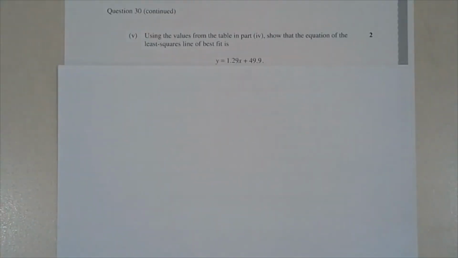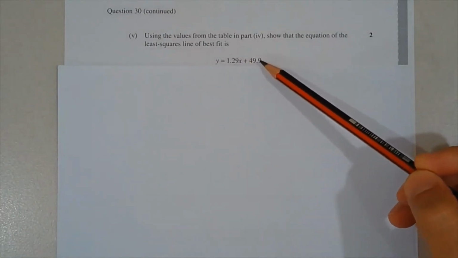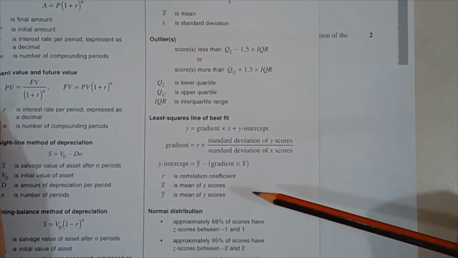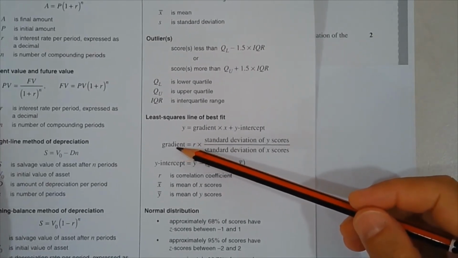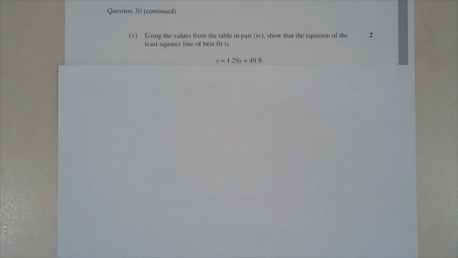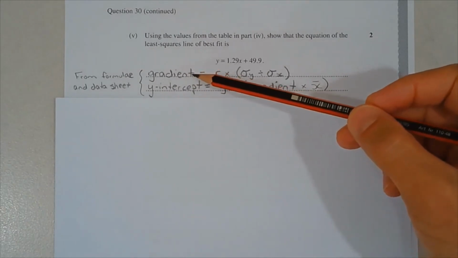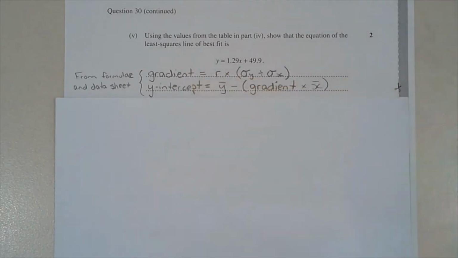Now we also need the formulas for determining the gradient and the y-intercept of the least squares line of best fit. And they may be found in the formulae and data sheet under least squares line of best fit. So that's this formula here and this formula here. And I've just written them here as part of the solution. So we need to determine the gradient first, and then using the gradient, we can then determine the y-intercept.